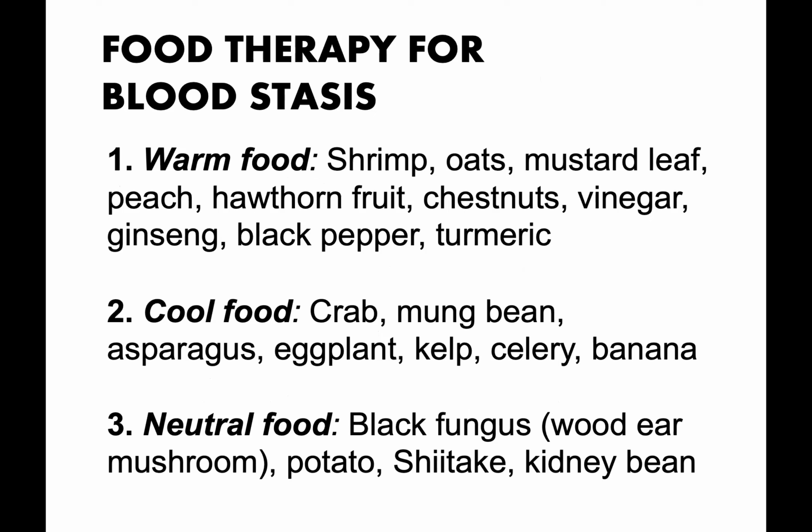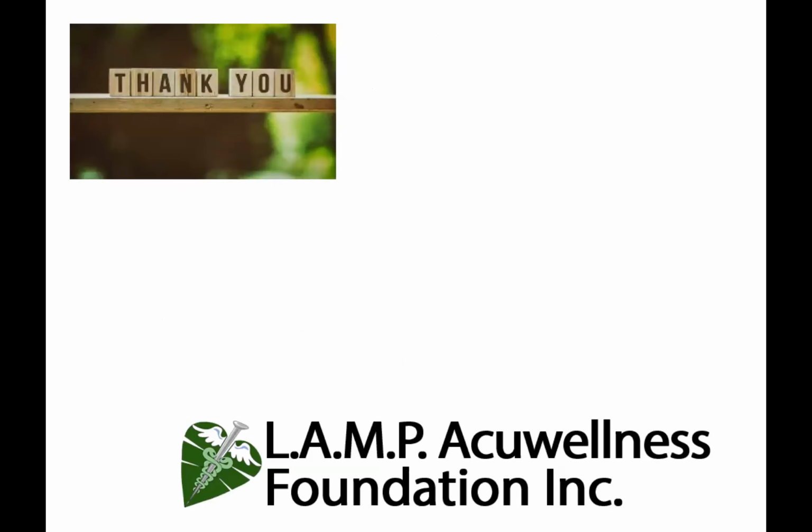Food therapy for blood stasis, that is the warm food, such as shrimp, oats, mustard leaf, peach, hawthorn fruit, chestnuts, vinegar, ginseng, black pepper, and turmeric. The cool foods are crab, mung bean, asparagus, eggplant, kelp, celery, and banana. Neutral foods are black fungus, wood ear mushroom, potato, shiitake, and kidney beans. Okay? Those are your notes.